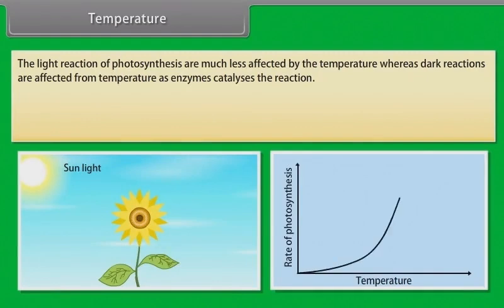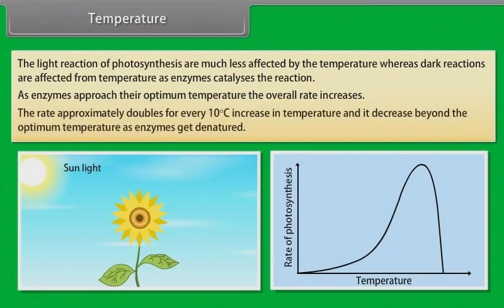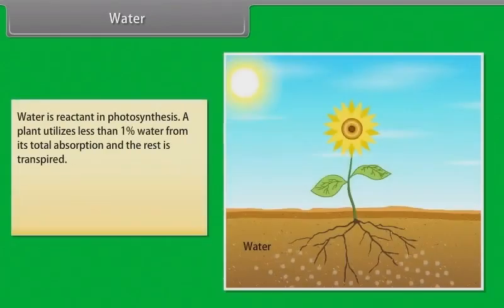Temperature. The light reactions of photosynthesis are much less affected by temperature, whereas dark reactions are affected by temperature as enzymes catalyze the reactions. As enzymes approach their optimum temperature, the overall rate increases. The rate approximately doubles for every 10 degrees Celsius increase in temperature, and it decreases beyond the optimum temperature as enzymes get denatured. Water. Water is a reactant in photosynthesis.